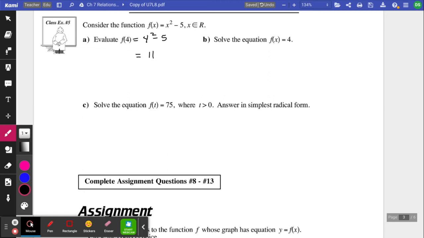Now part B is different. X is not 4 in part B. What is 4? F of x, the whole thing. So where there was an f of x, Victor, now I can take that equation and put a 4 there instead. So I look at my original. I'm like, get rid of the f of x. Throw him out. Replace him with 4. Big old 4.